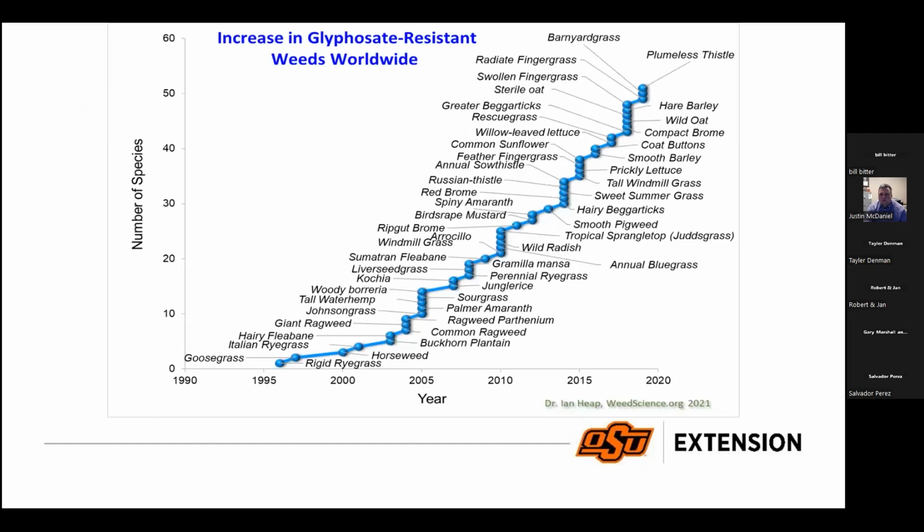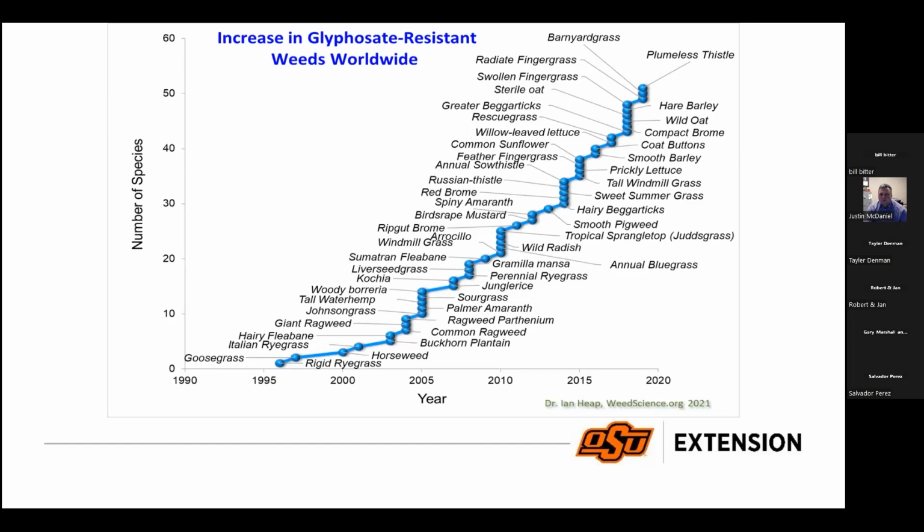This slide is just an example to show the increase in glyphosate resistant weeds worldwide. Back with the introduction of glyphosate, that was a pretty life-changing herbicide back in the day. And so for years and years, people have gone back to using glyphosate, using Roundup, to kill out a lot of the weeds that they were coming across.